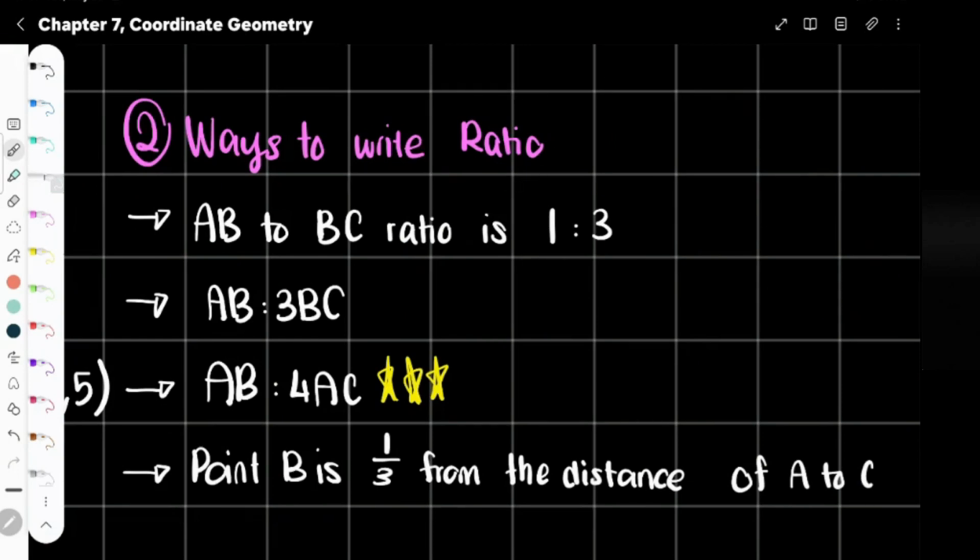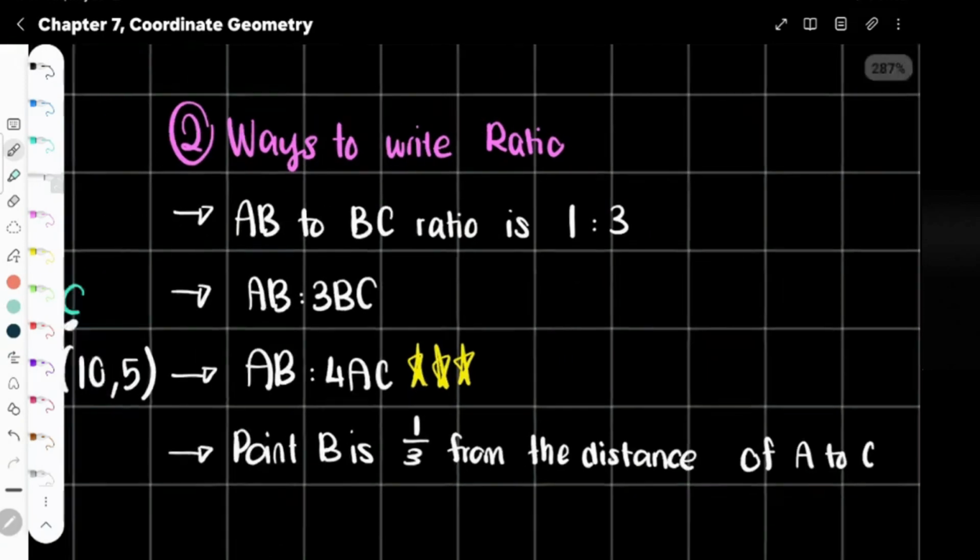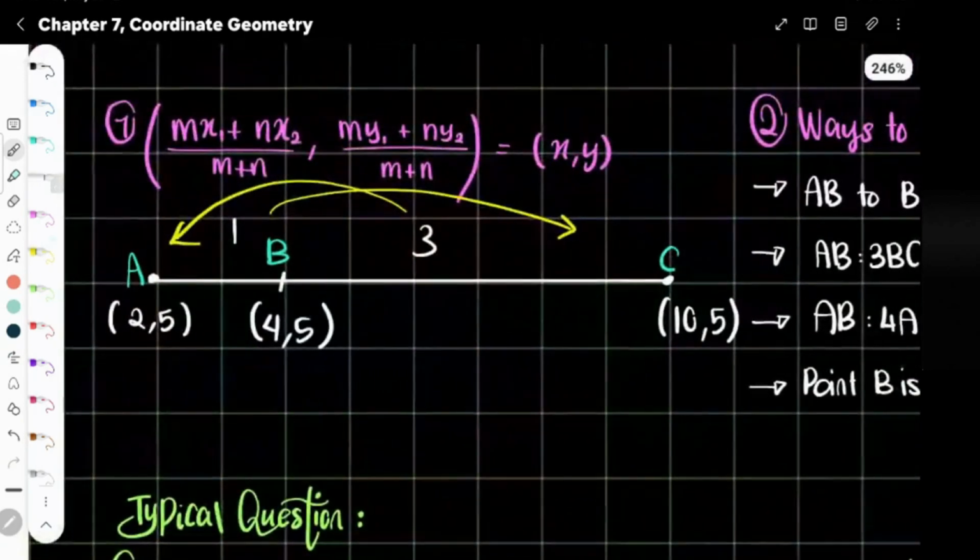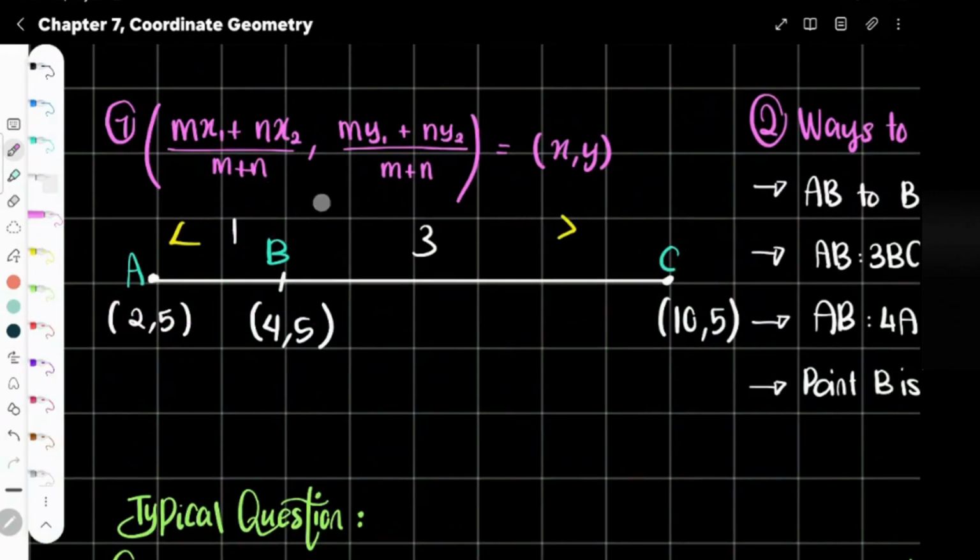You have to pay attention here, right? There are three that are very easy to understand, but there's one which is confusing. So the first way they write is like this. They say AB to BC ratio is 1 to 3. Very simple, that one, actually.